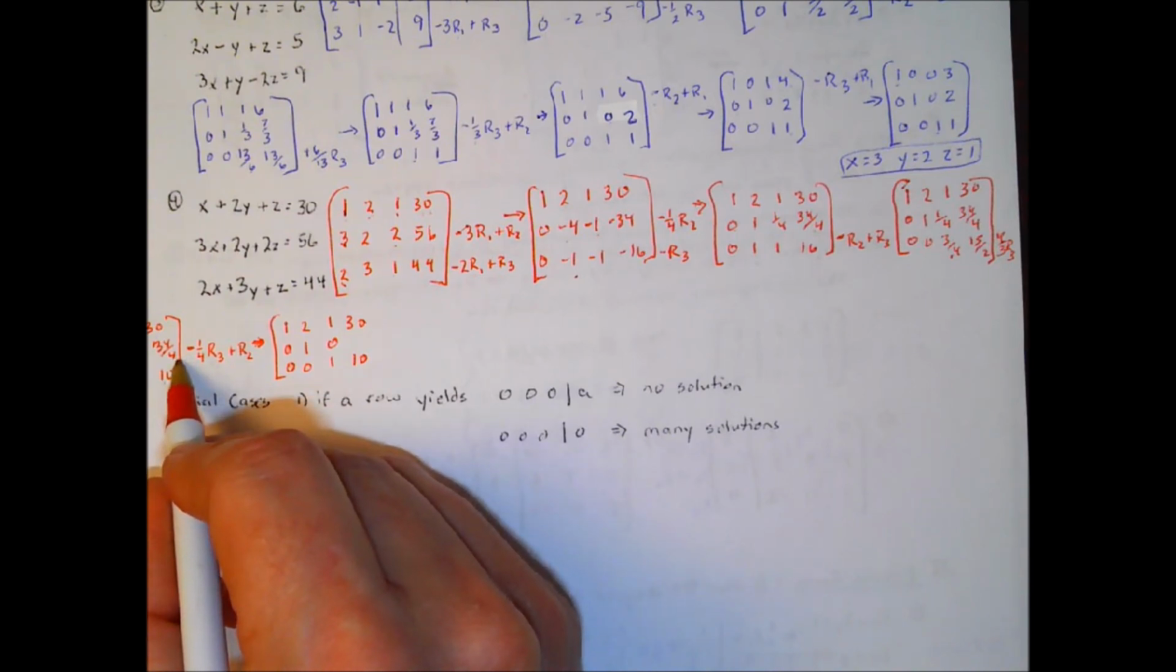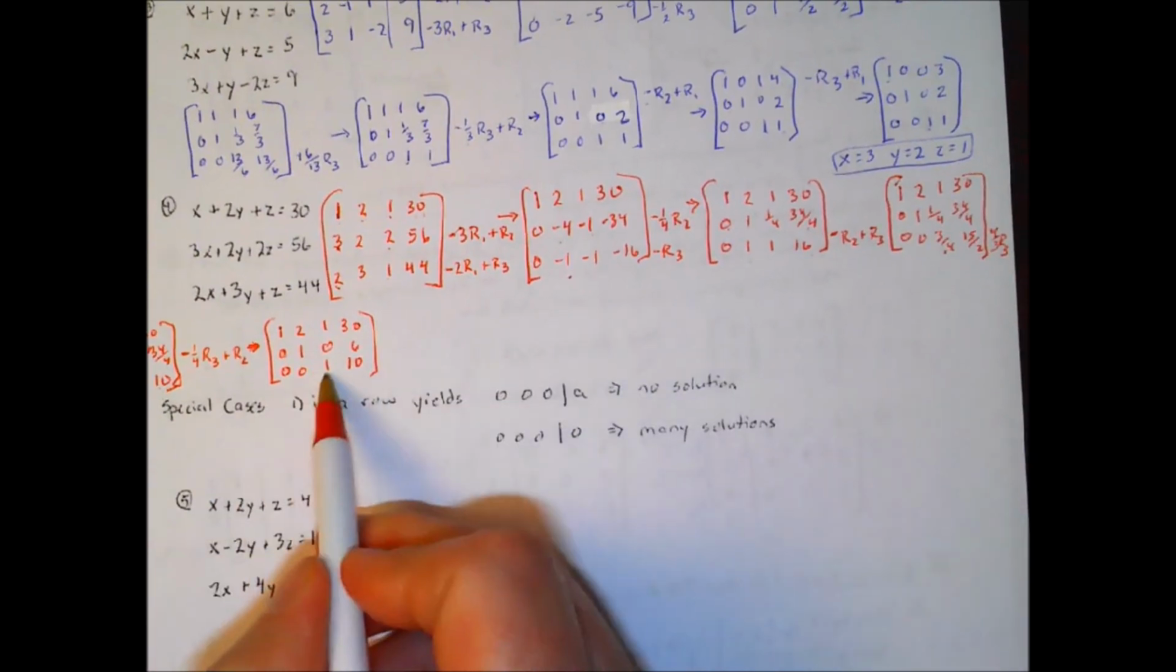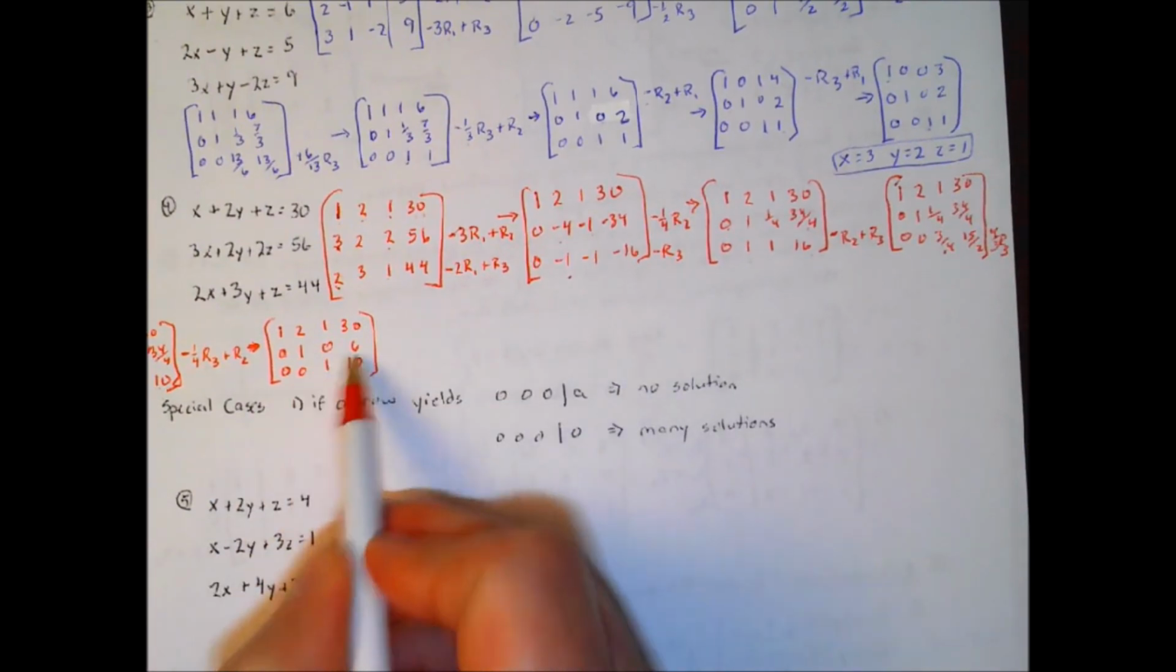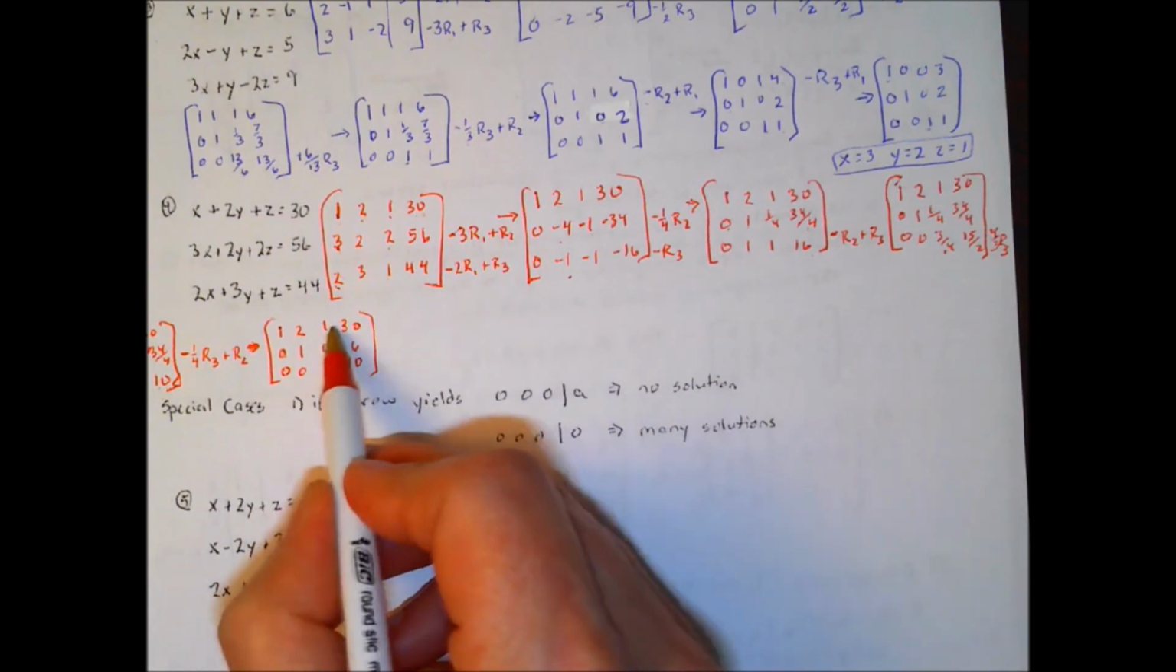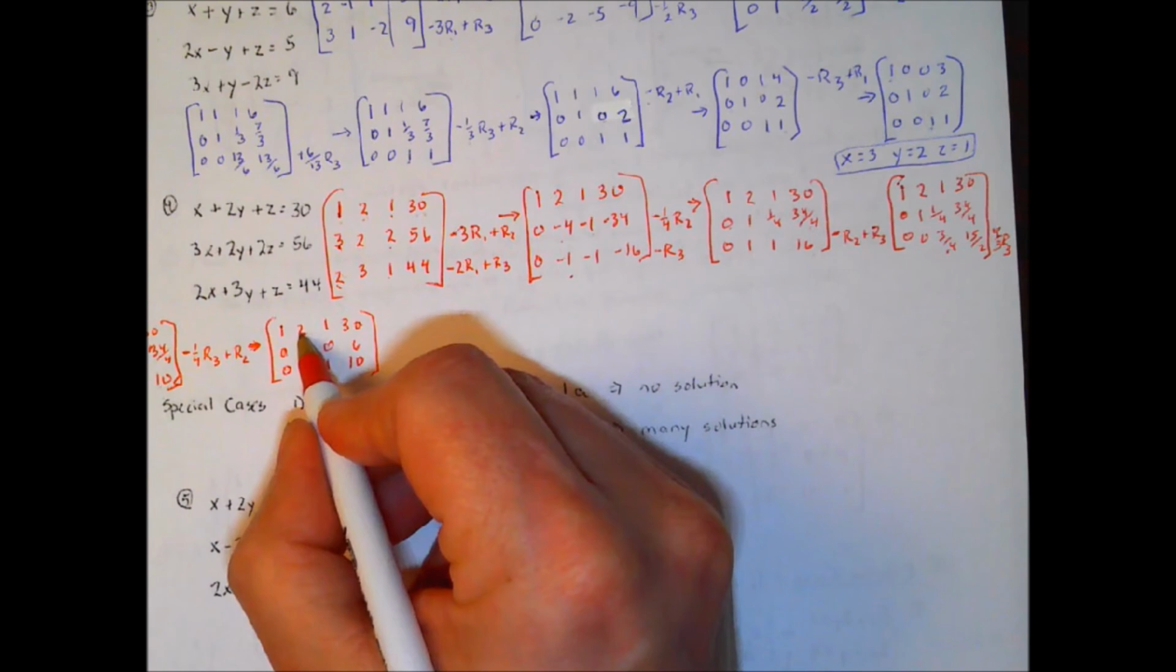Okay, so I know that z is 10, and I know my y here is 6, and I got to get 0 and 0 here. So I'm going to do this one here first, this 2 here. So I'm going to do negative 2 times this and add it to this.